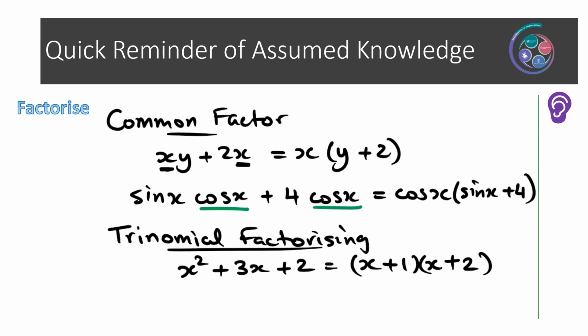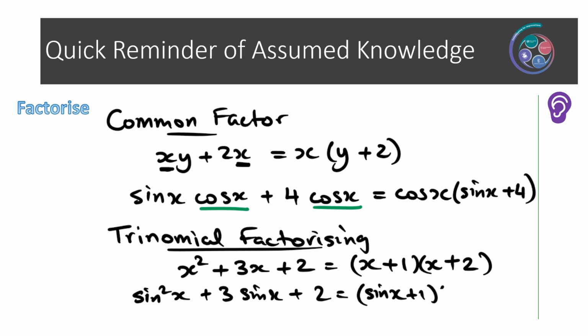Again, for this particular part of the course, we're not going to just use x's, we're going to use things like sine squared x plus 3 sine x plus 2, and we're going to factorise that. All I've done is change the x's to sine x's. So in my brackets I would have sine x plus 1 and sine x plus 2. So it's your factorising that you did in National 5, just moved up a step for Higher.